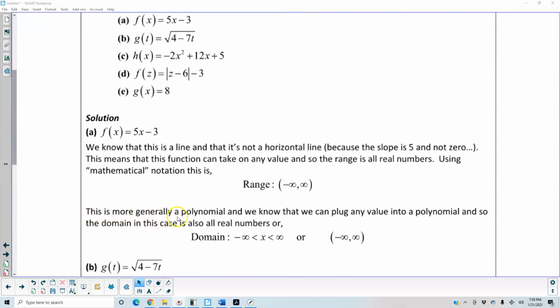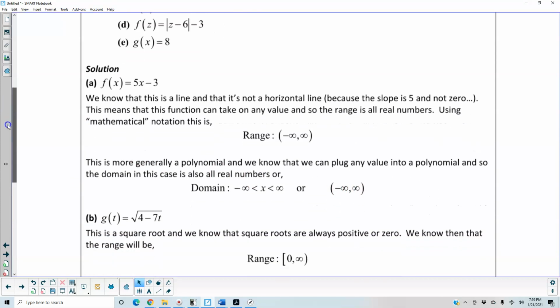This is more generally a polynomial, and we know that we can plug any value into a polynomial, and so the domain in this case is also all real numbers. Or we can say that x is going to be between negative infinity and positive infinity, or we just write that as (negative infinity, infinity).